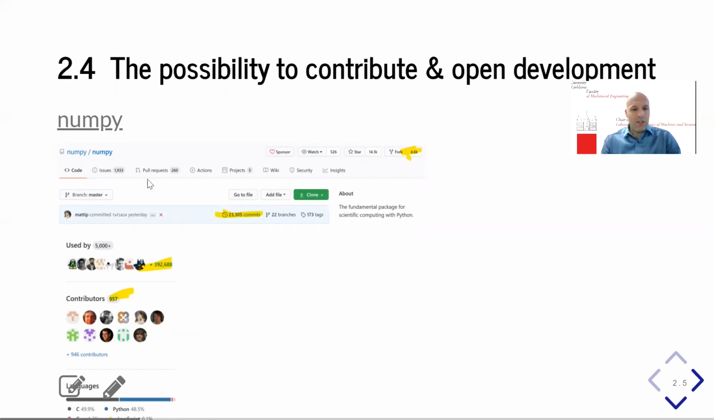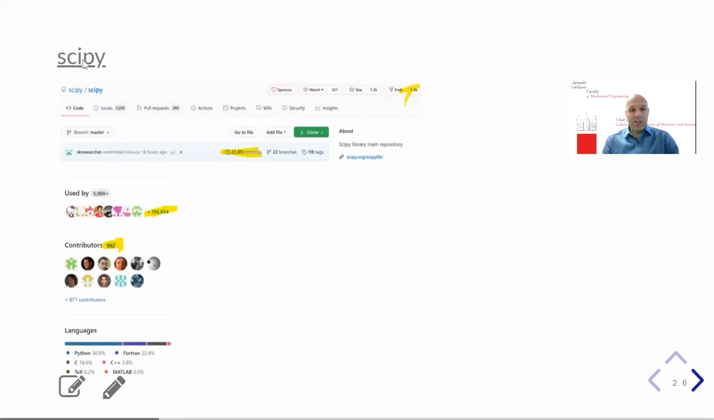For example, the NumPy package, which is the basic library for array computing, has close to 1,000 contributors, and it is used by approximately 400,000 packages. So 400,000 other packages are using this library, and the number of people that are downloading this package by year is huge. I know the number for the SciPy package, which is the central library for scientific computing.